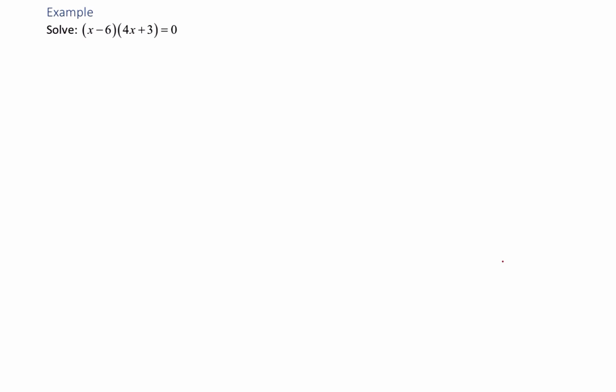Notice in our first example, the equation is already set equal to 0 and it has already been factored. So from here, we'll use the zero product property and set each of those factors equal to 0. x minus 6 equals 0, and 4x plus 3 equals 0. Next, we'll solve each of those independently.